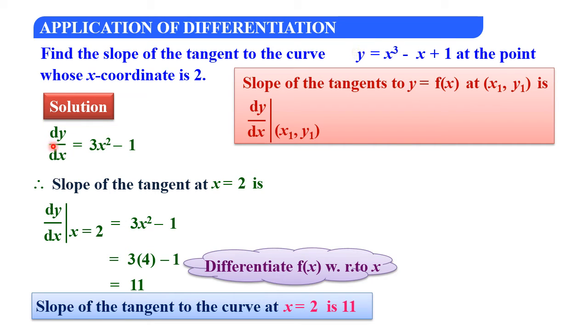See, y differentiation is dy by dx. X cube differentiation is 3x square, minus x differentiation is 1, and this 1 is a constant term, whose derivative is 0. Therefore the differentiation of this full curve is 3x square minus 1.